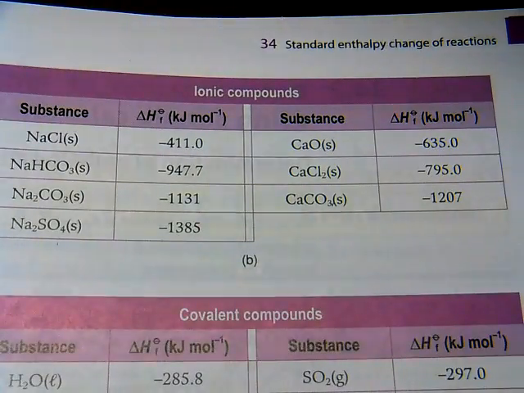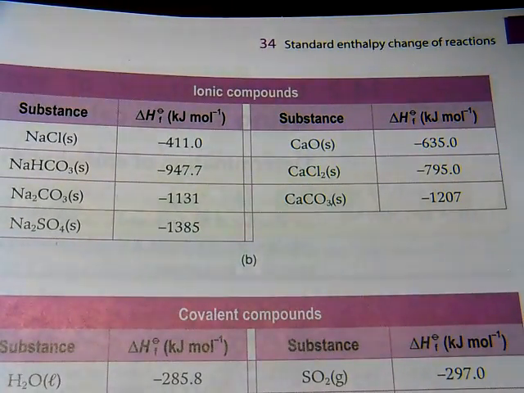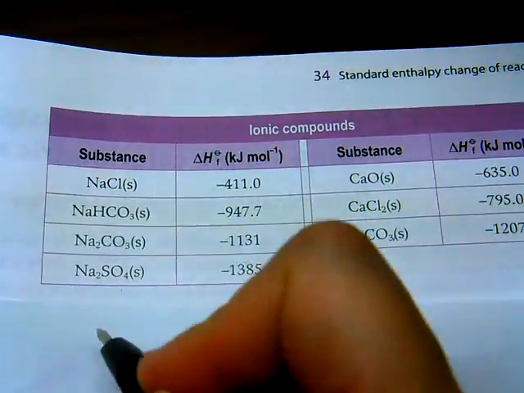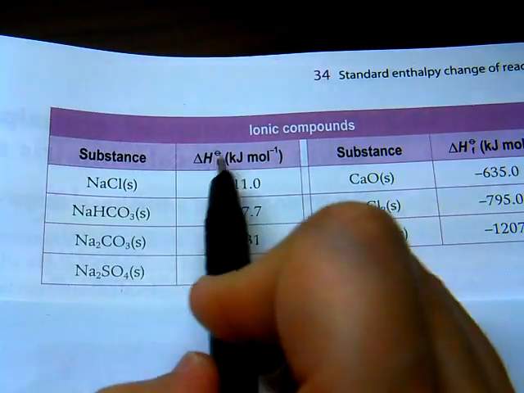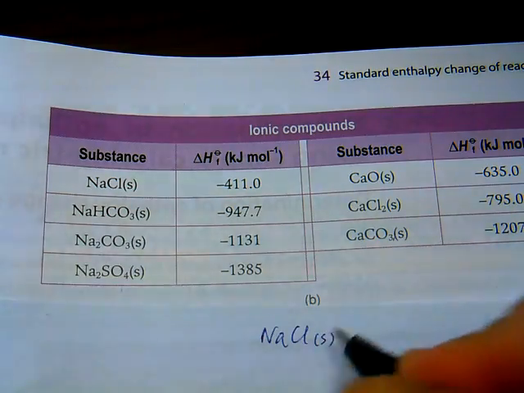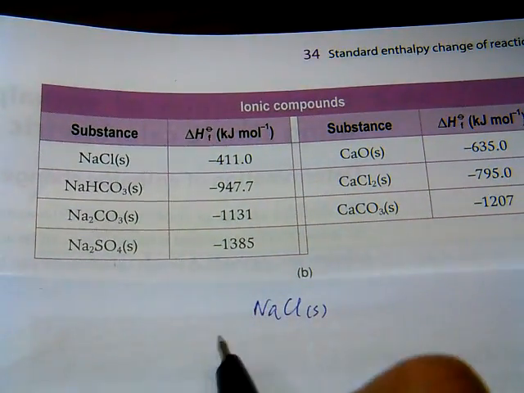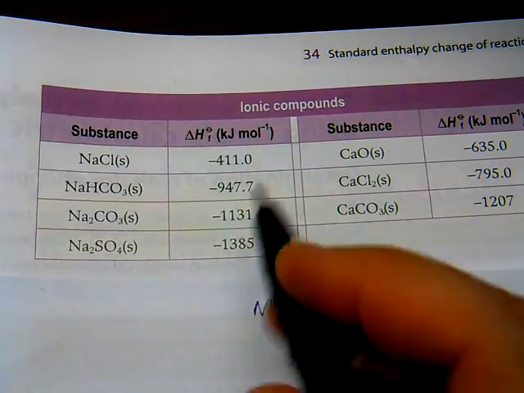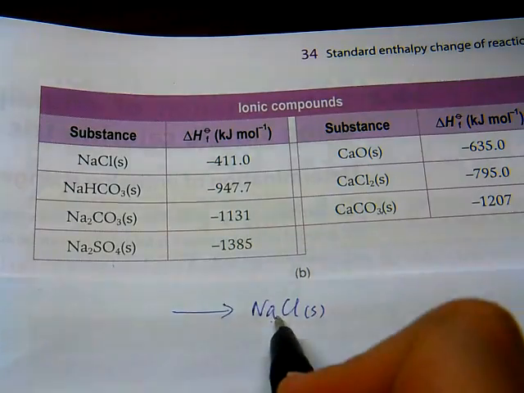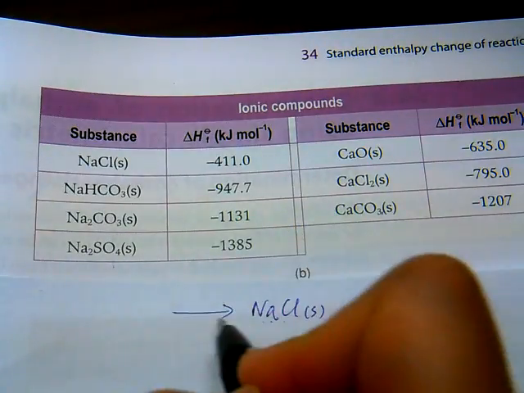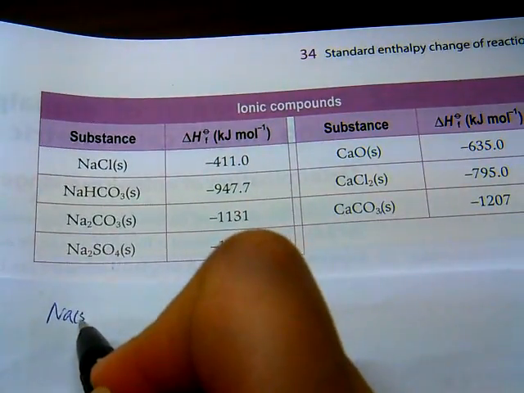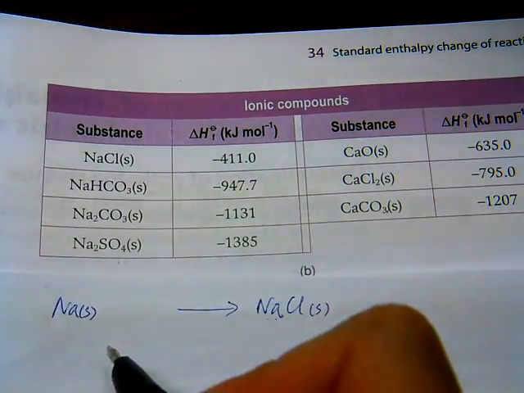Now I will show you an example. For example, let's start with the first one. Now we are talking about formation of NaCl. So can you tell me NaCl should be written on the product side or the reactant side? It should be on the product side. Understand? Formation from its elements. Can you tell me what are its elements? Sodium is its element. Understand the condition, it is a solid.